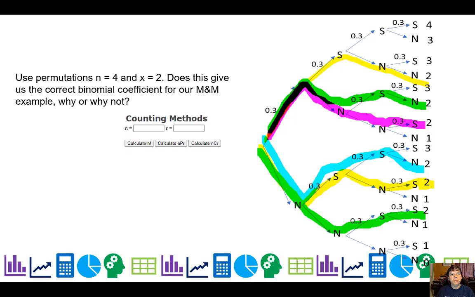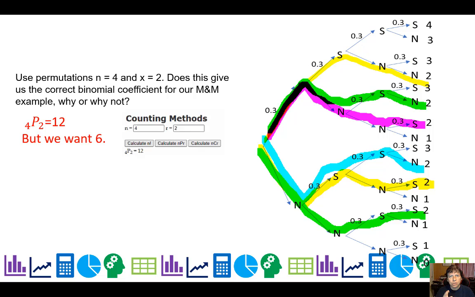Okay, so we just learned permutations. Maybe that will give us our binomial coefficient. So I'm going to put in n is 4 and x is 2, all right? And let's see how that works. So I'm putting 4 and I'm putting 2 and I'm calculating nPr. I got 12. Wait a second, but we want 6. Why aren't we getting the same number?